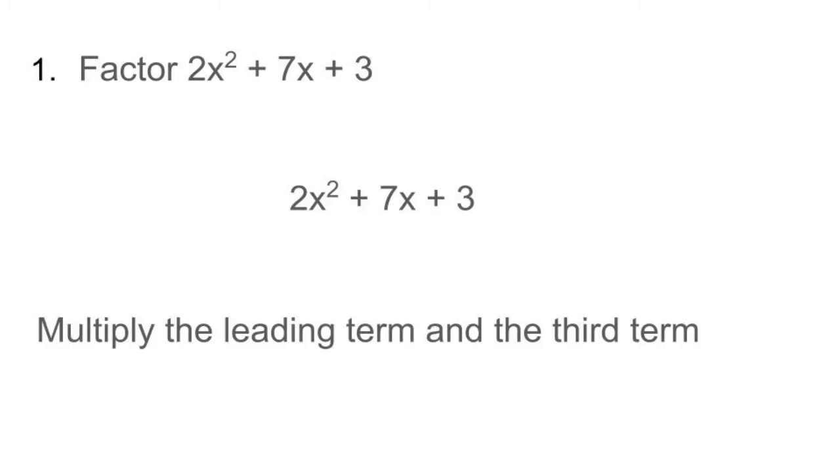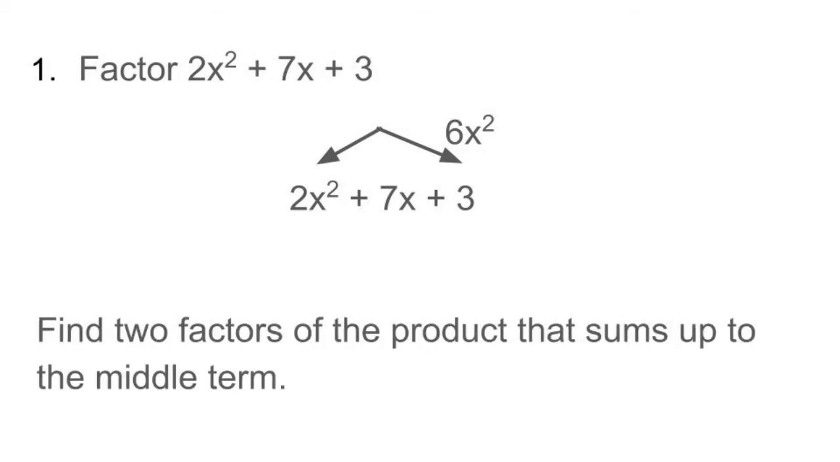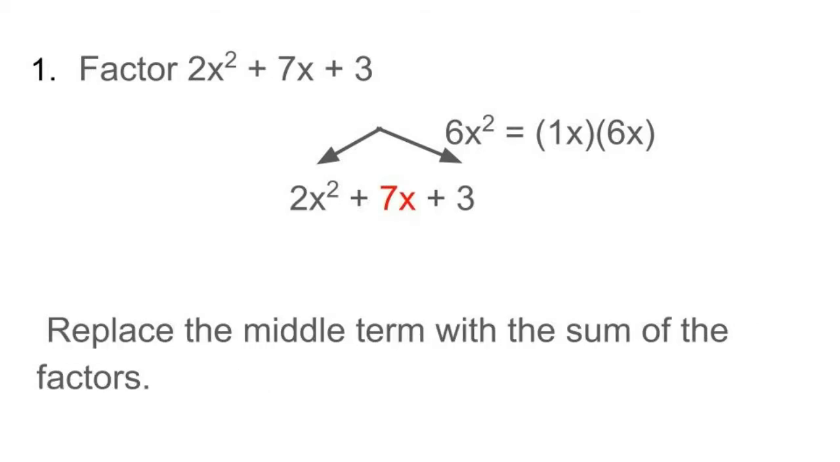First, multiply the leading term and the third term. 2x squared times 3 is 6x squared. Find two factors of the product that sums up to the middle term. We have 1x times 6x. 1x plus 6x is 7x. Then replace the middle term with the sum of the factors. So we have 2x squared plus 1x plus 6x plus 3.